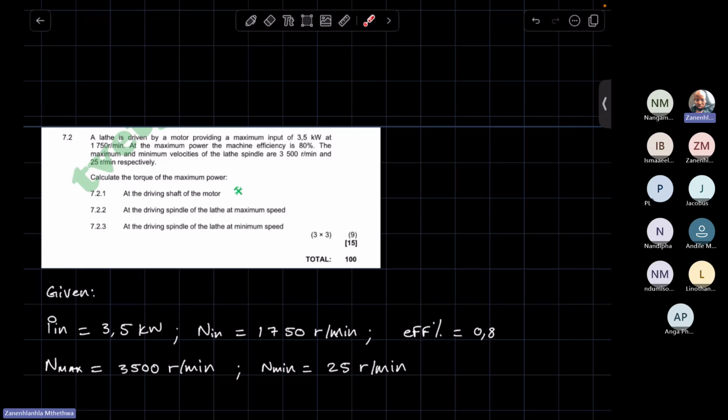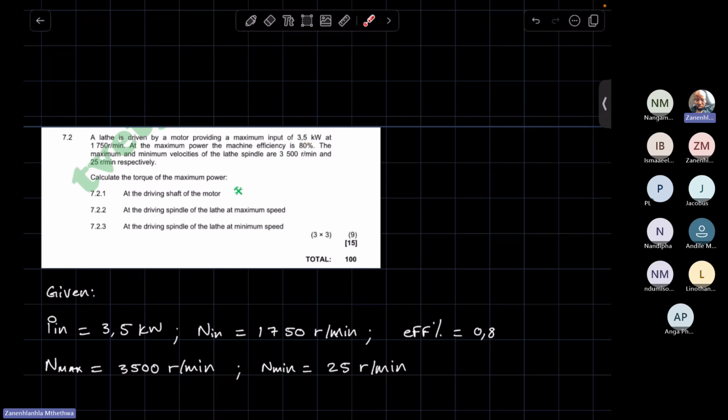You have a lathe which is driven by a motor providing a maximum input of 3,5 kilowatts. So this is the input power which we get from the motor. The motor is running at, or your input rotational frequency is, 1,750 revs per minute. Now they say that at maximum power, the machine efficiency is 80%.